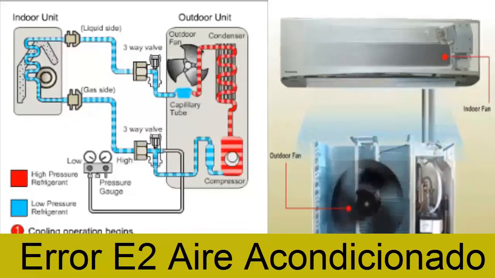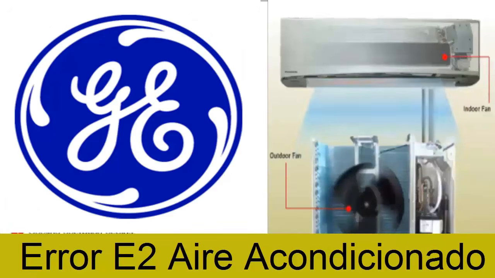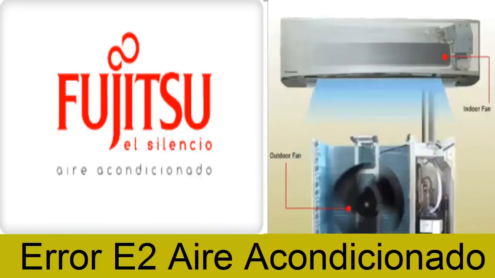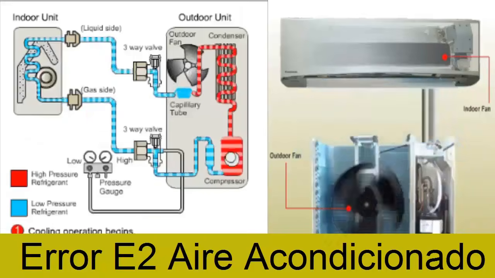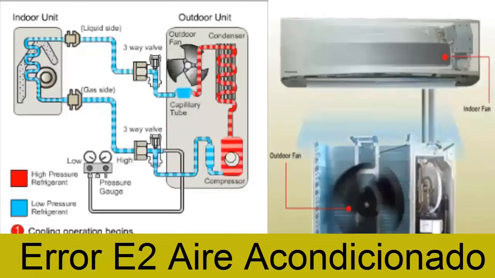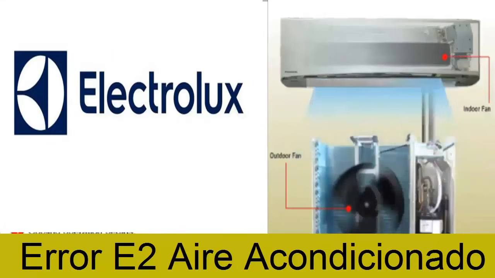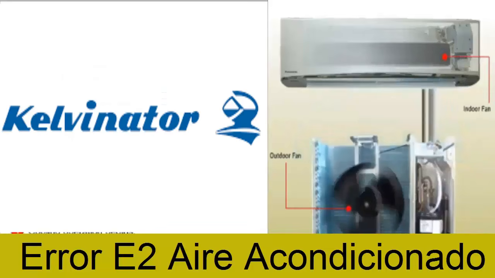Some brands whose error E2 corresponds to the temperature sensor are General Electric Window and Mini Split, Haier, Fujitsu. Some brands whose error E2 corresponds to antifreeze protection, likely related to the temperature sensor for antifreeze, are Gree, Electrolux, Kelvinator, Train.